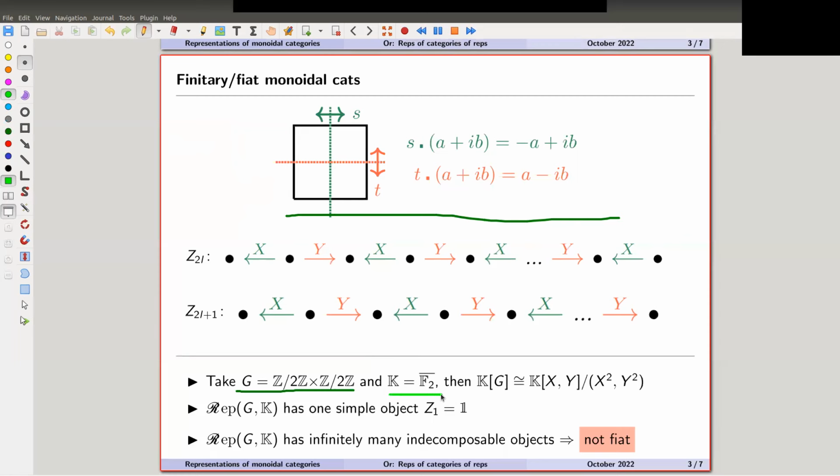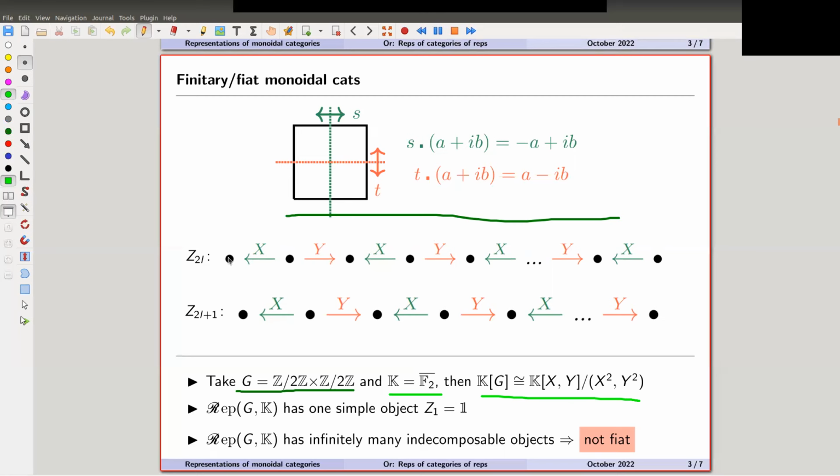exactly the same argument as before. The group ring is isomorphic to a polynomial ring in two variables, right? Two generators, two variables, they both square to 0. And again, this is just one simple object because we have one primitive second order unity in this case, which is a unit. But it has infinitely many indecomposable objects. So you can actually write them down explicitly. So if you think about the generators x and y, and you just write them down on, well, this is an even and an odd.